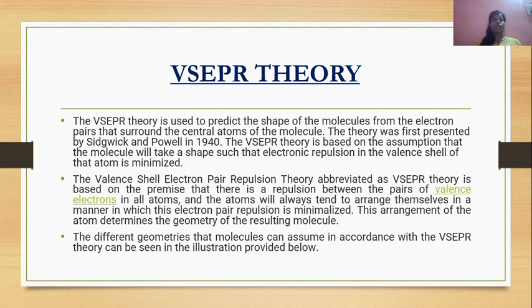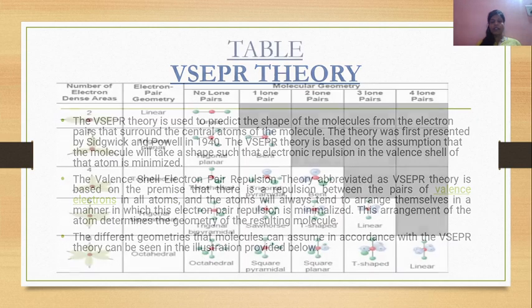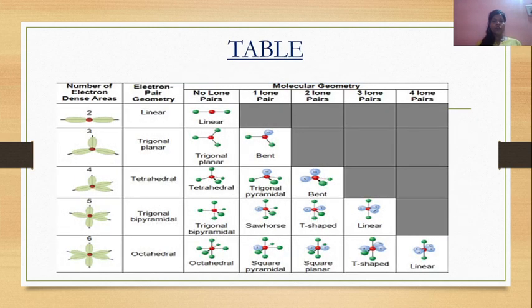The next point is that the different geometries that molecules can assume in accordance with the VSEPR theory can be seen illustrated in the table that we are seeing here. On the basis of lone pairs and bond pairs, the geometry of the molecules can be determined. In the first column of the table we have the number of electron dense areas, in the second the electron pair geometry, and in the third the molecular geometry on the basis of lone pairs: no lone pairs, one lone pair, two lone pairs, three lone pairs, or four lone pairs.